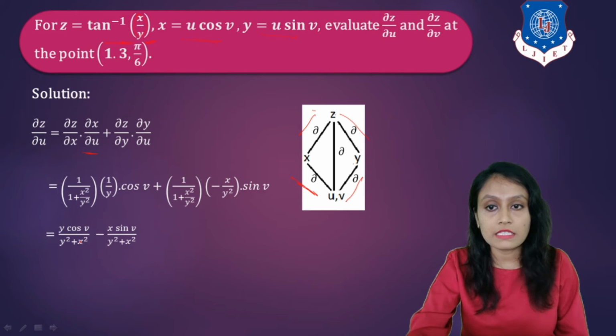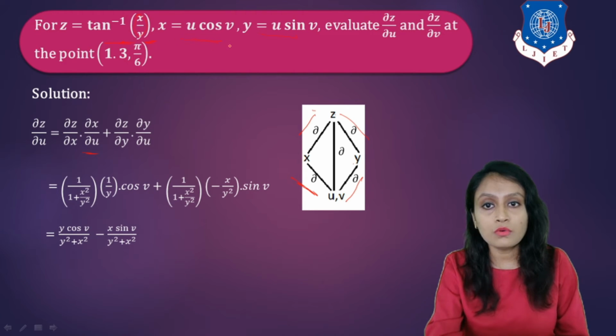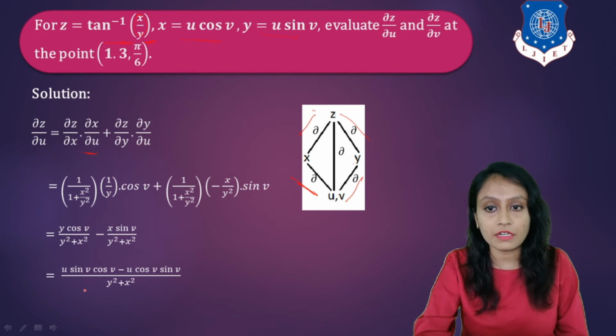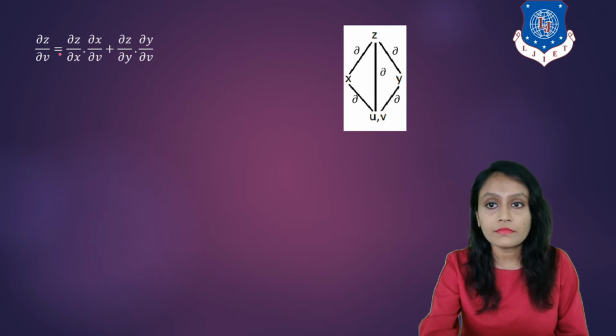Okay, simplify this further, and in place of x you have to write u cos v, and in place of y u sin v, and simplify further. So you will get the final answer as del z by del u is equal to 0. Next one. Now we have to find del z by del v.